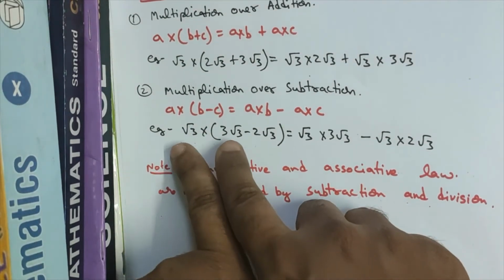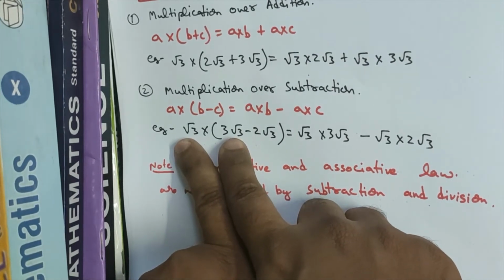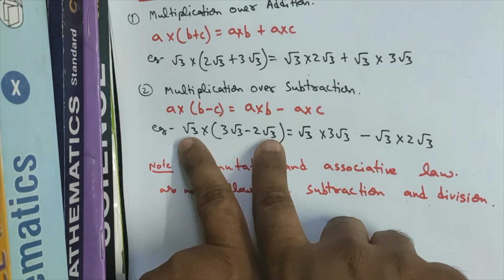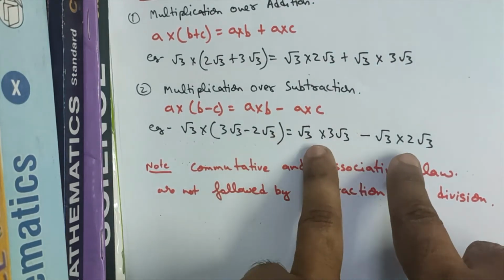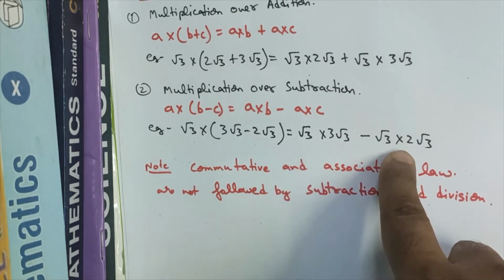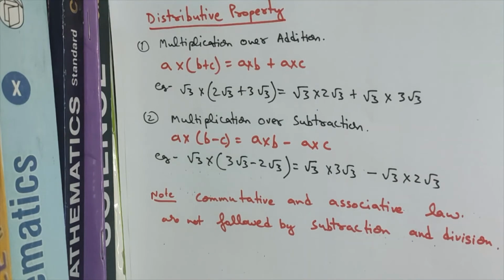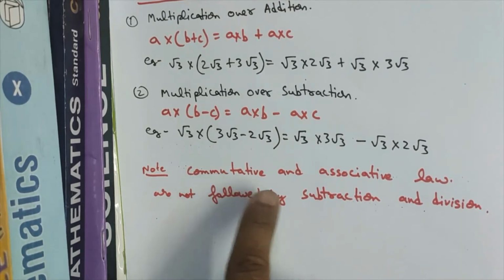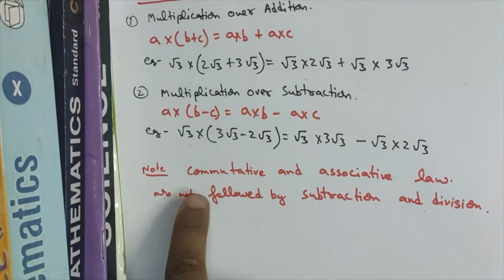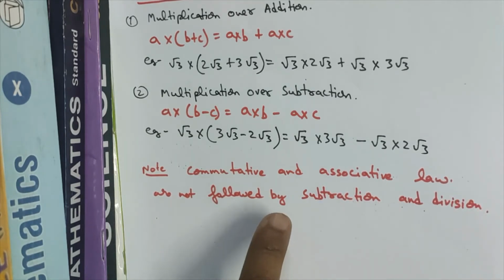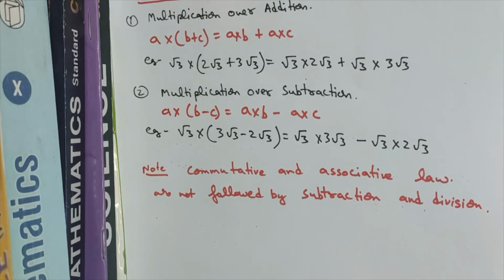Similarly, the distributive property of multiplication over subtraction. Here we will first multiply root 3 with this 3 root 3, then we will take out the product of root 3 with 2 root 3, and since we are having a minus sign between them, we will put a minus sign between the two products. So the distributive property is followed by irrational numbers. And we have already discussed that the commutative property and the associative property are not followed by subtraction and division. They are only followed by addition and multiplication.